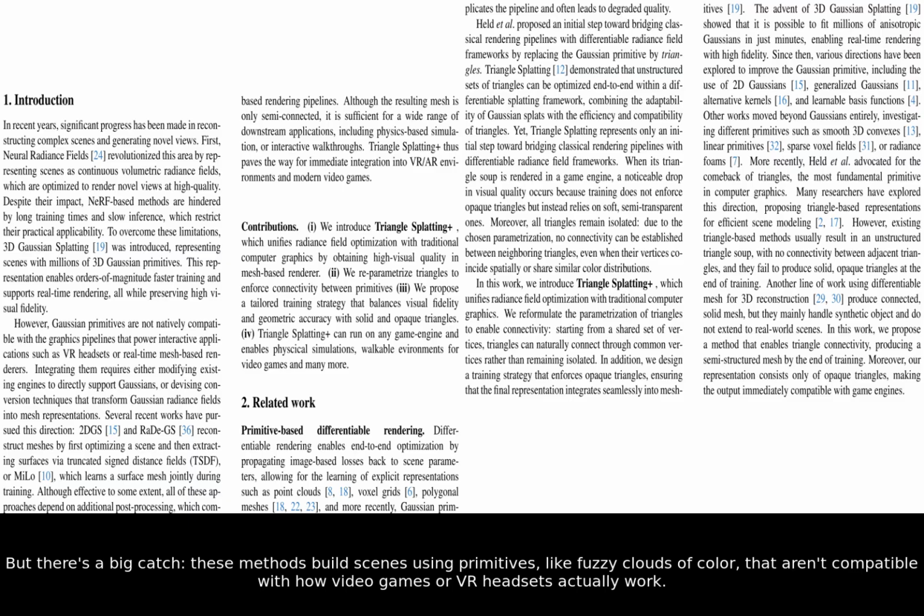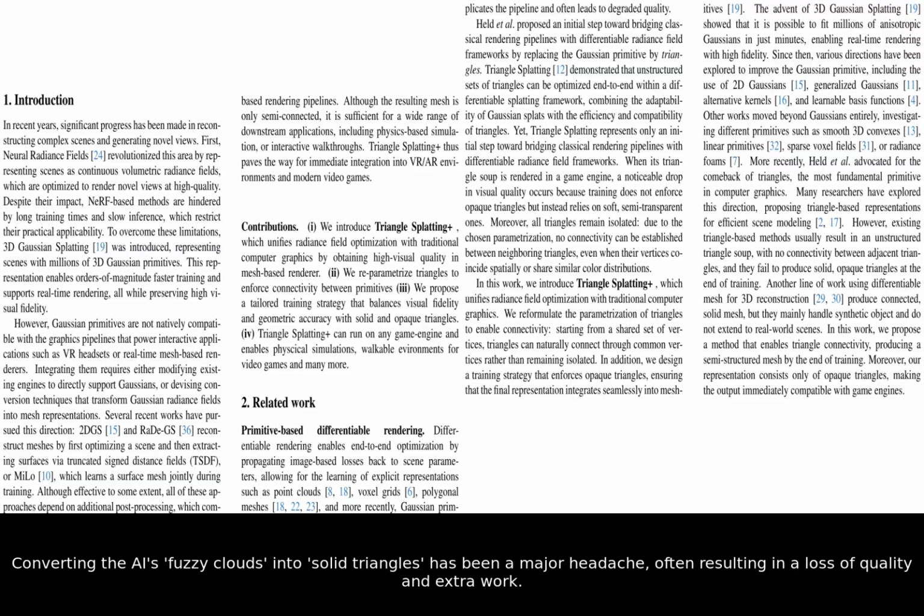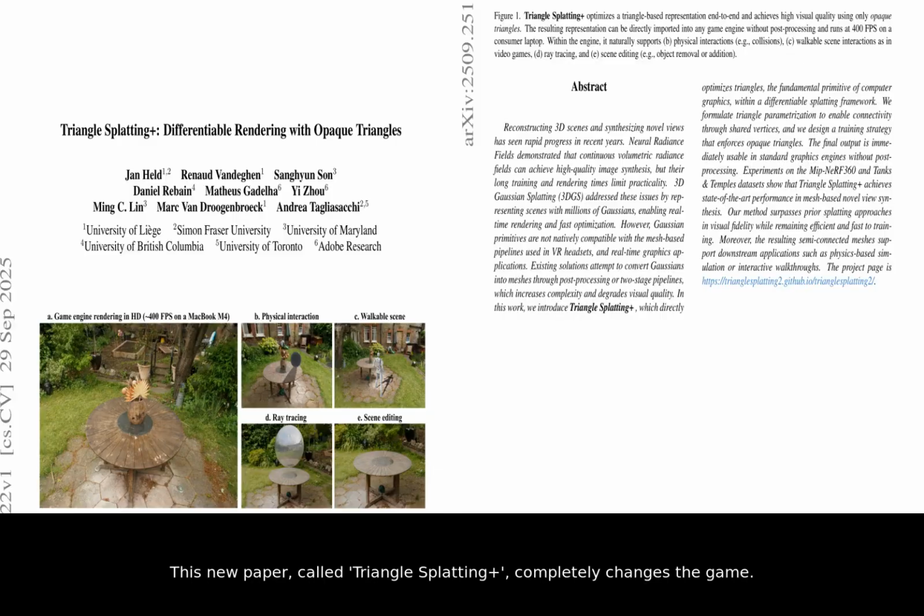These methods build scenes using primitives, like fuzzy clouds of color, that aren't compatible with how video games or VR headsets actually work. Game engines are built on a foundation of solid, sharp shapes called triangles or polygons. Converting the AI's fuzzy clouds into solid triangles has been a major headache, often resulting in a loss of quality and extra work. This new paper, called Triangle Splatting Plus, completely changes the game.